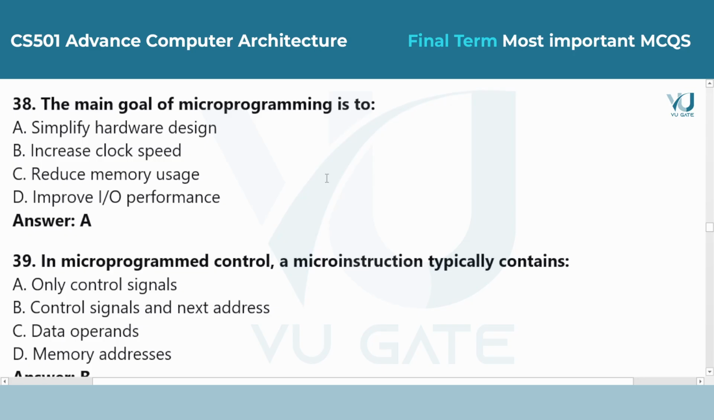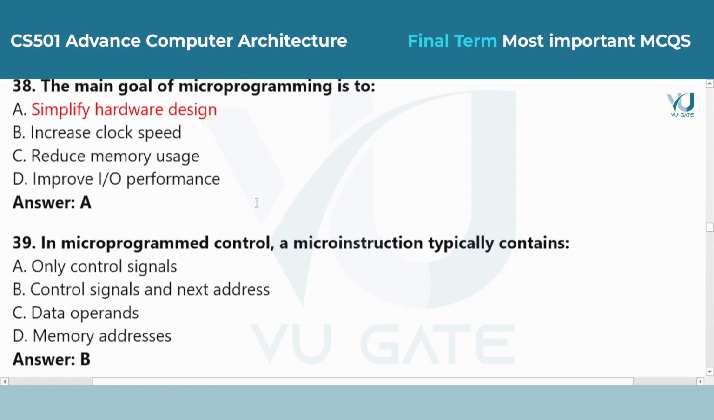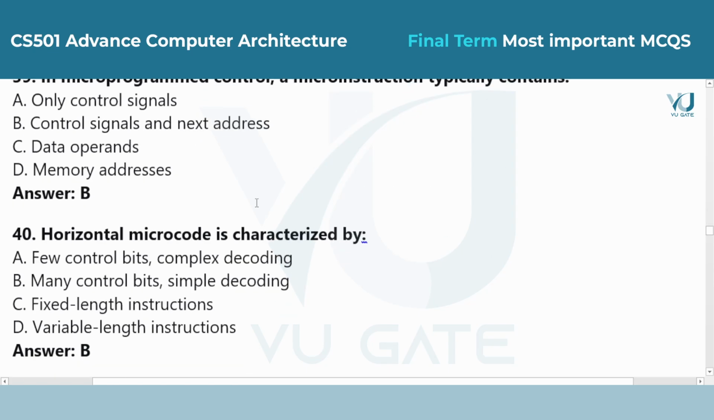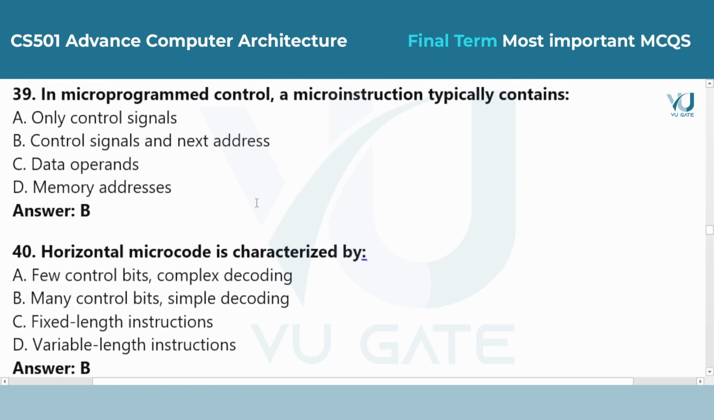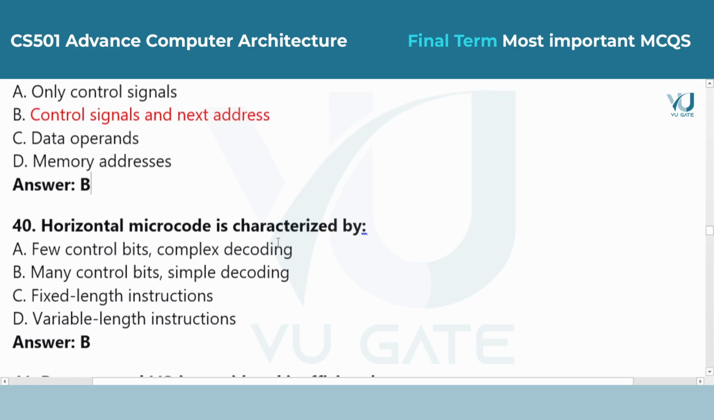38. Question: the main goal of microprogramming is to? Answer: A, simplify hardware design. Concept: it replaces complex hardwired logic with a simpler, flexible sequence of micro-operations. 39. Question: in microprogrammed control, a micro-instruction typically contains? Answer: B, control signals and next address. Concept: it tells the hardware what to do now and where to find the next microstep in control memory.